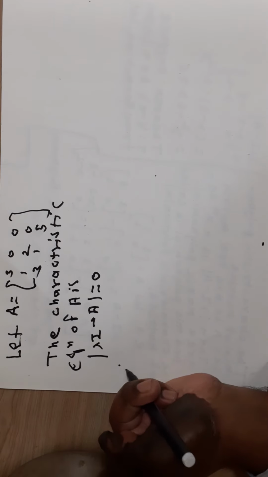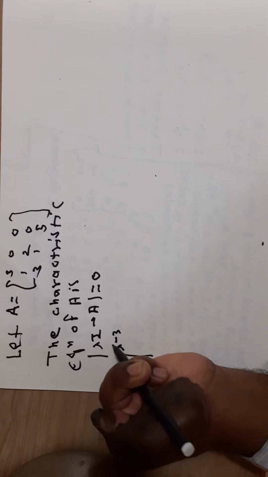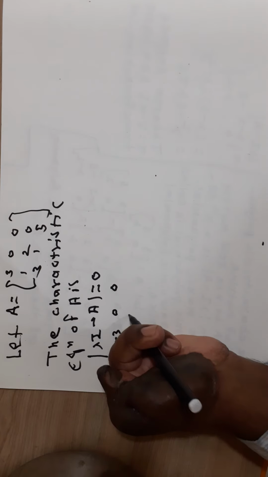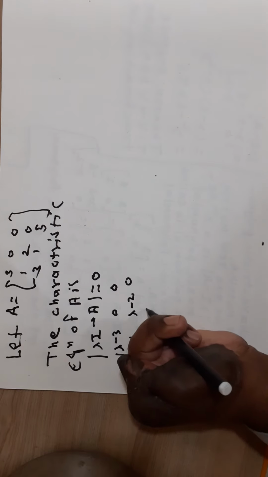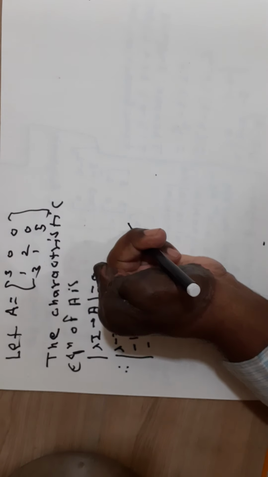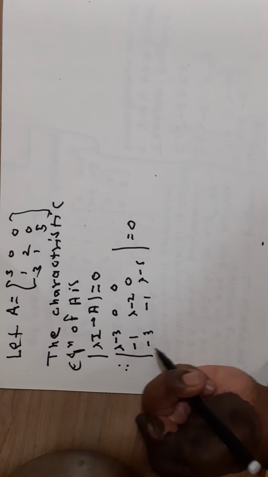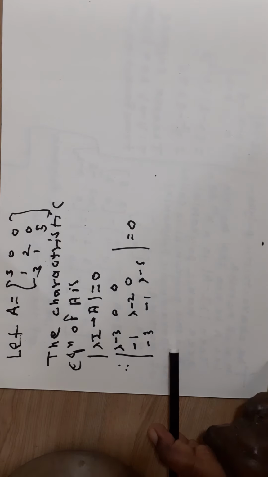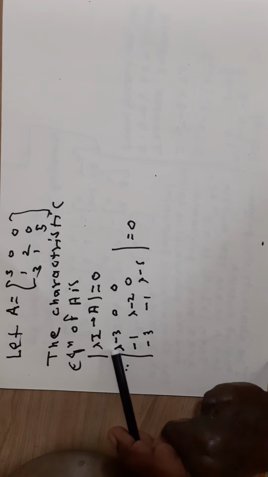Therefore this is equal to the determinant of lambda minus 3, 0, 0; minus 1, lambda minus 2, 0; minus 3, minus 1, lambda minus 5, equal to 0. This is the characteristic equation in determinant form. Let us expand this 3 by 3 determinant.